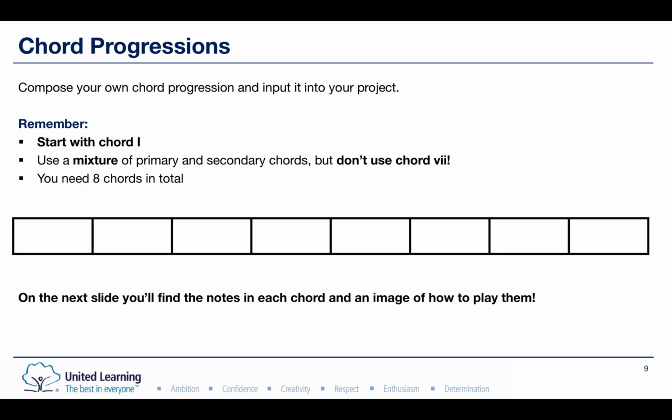So you're now going to make a table on your paper. So compose your own chord progression and input it into your project. So I'd like you to write these down first of all. Definitely start with chord 1, which is G. Use a mixture of primary and secondary chords, but don't use chord 7 because it sounds weird, do you remember? Don't use that one, and you'll need 8 chords in total.